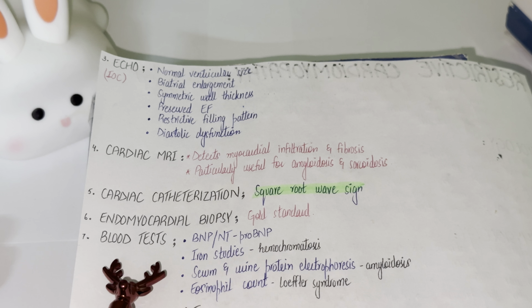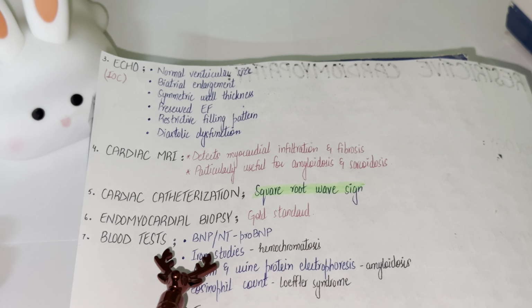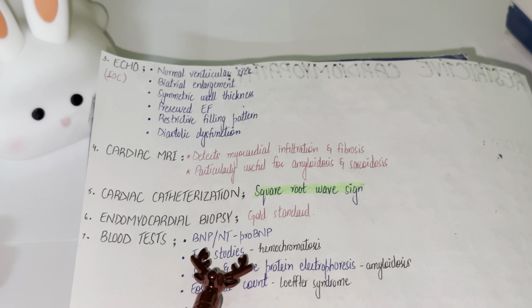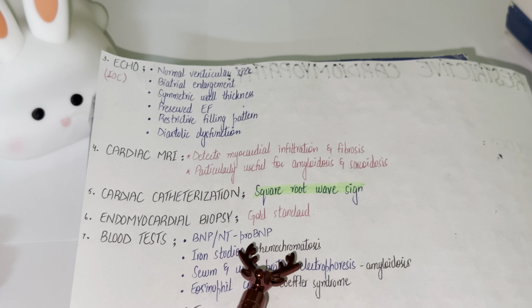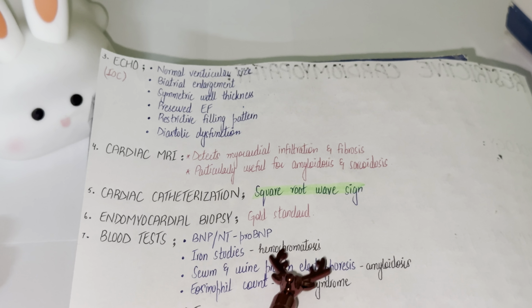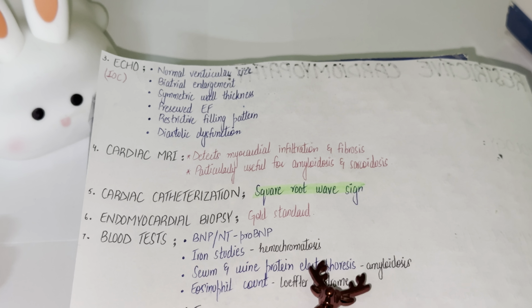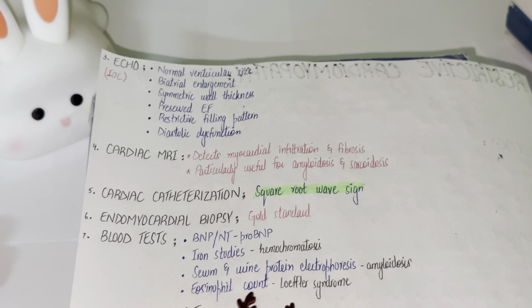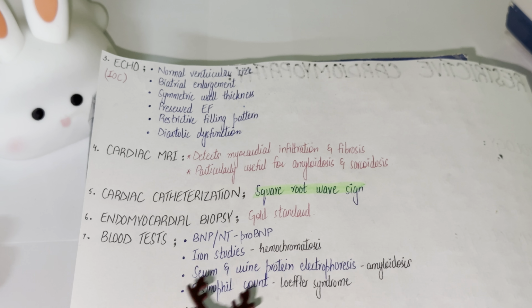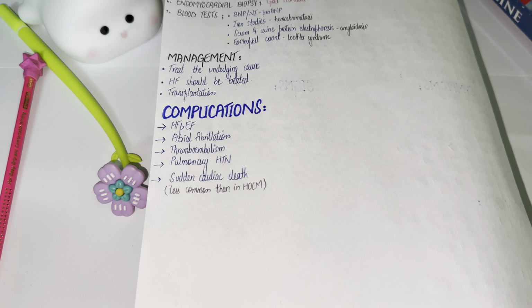And the last test that is done is blood tests, and the blood tests include BNP, which is brain natriuretic peptide, or NT-proBNP, iron studies in case of hemochromatosis, serum and urine protein electrophoresis in case of amyloidosis, and eosinophil count in Loeffler's syndrome. Now, coming to the management of restrictive cardiomyopathy.